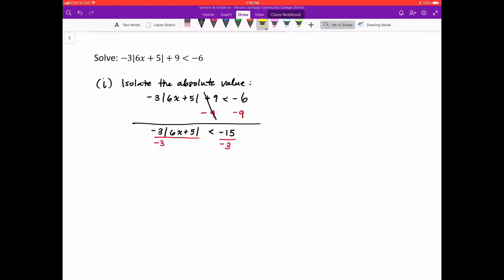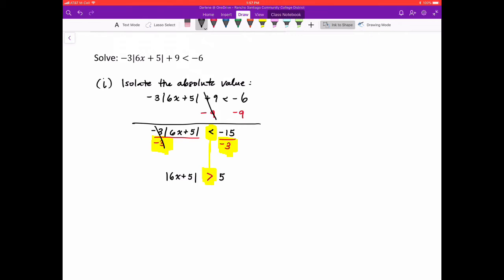But right away, when we notice we're dividing or multiplying by a negative, we'll have to reverse the inequality symbol. So this changes the less than to a greater than. And I have left on the left side the absolute value of 6x plus 5 greater than positive 5.